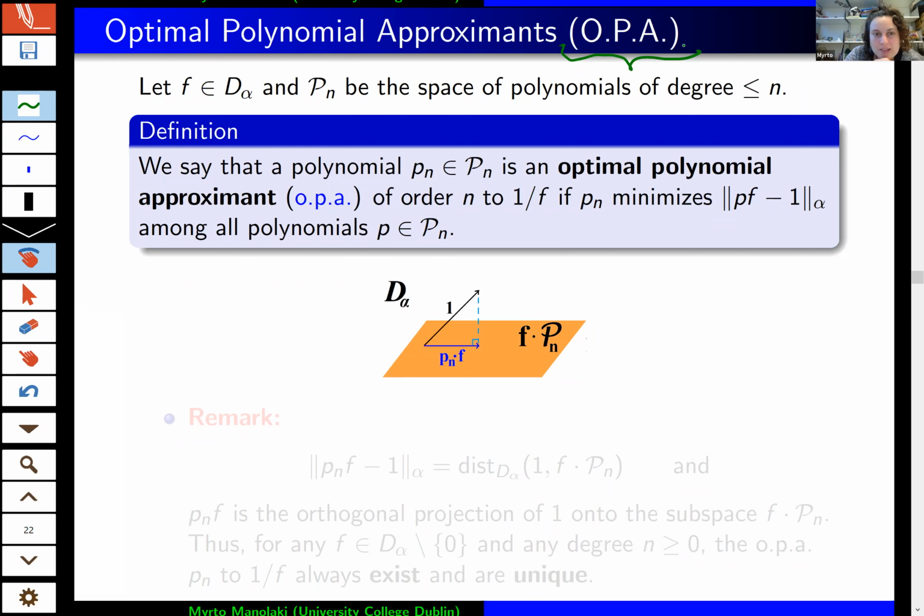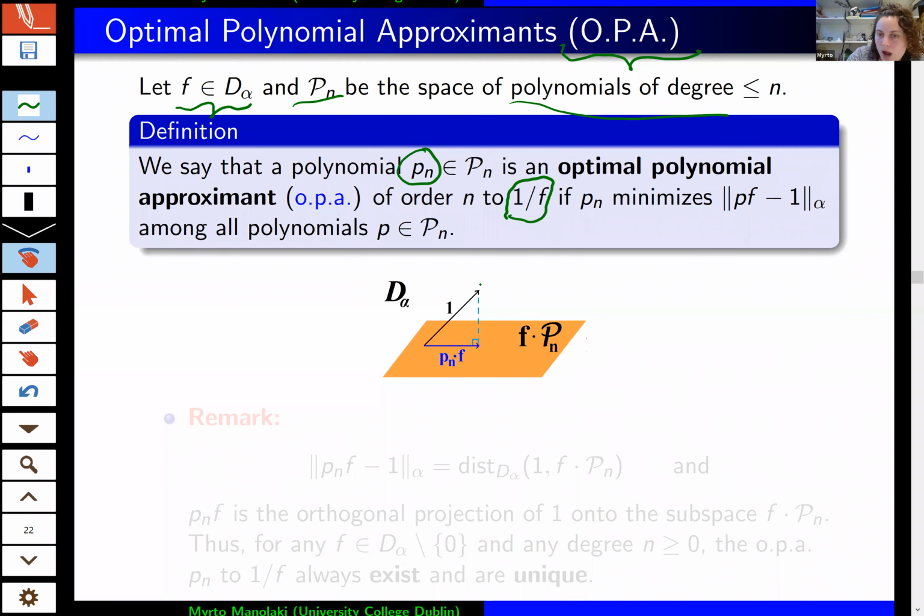So what we will do now, we will introduce optimal approximants. Apologies to Chris and Meredith, they're super experts in the field. So we consider the space Pn of all polynomials of degree less than or equal to n. This is a finite dimensional space. We will say that the polynomial pn is an optimal polynomial approximant of order n to 1 over f, again f belongs to my Dirichlet type space, if pn minimizes the norm of pn f minus 1, the norm in my space, among all polynomials of degree less than or equal to n.